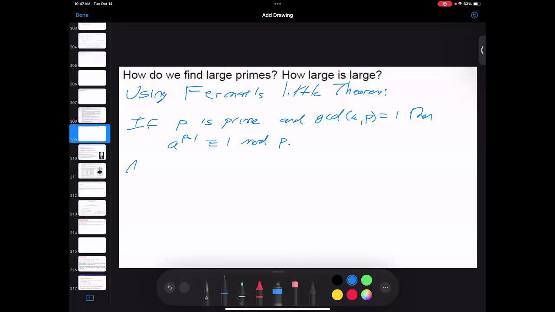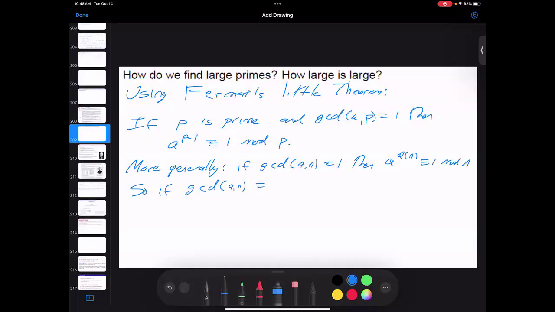This is really, more generally, if the GCD of a and n equals 1, then a to the phi of n is congruent to 1 mod n. So if the GCD of a and n equals 1, and a to the n minus 1 is not congruent to 1 mod n, then n is not prime. So this becomes a way to tell that certain numbers are not prime.